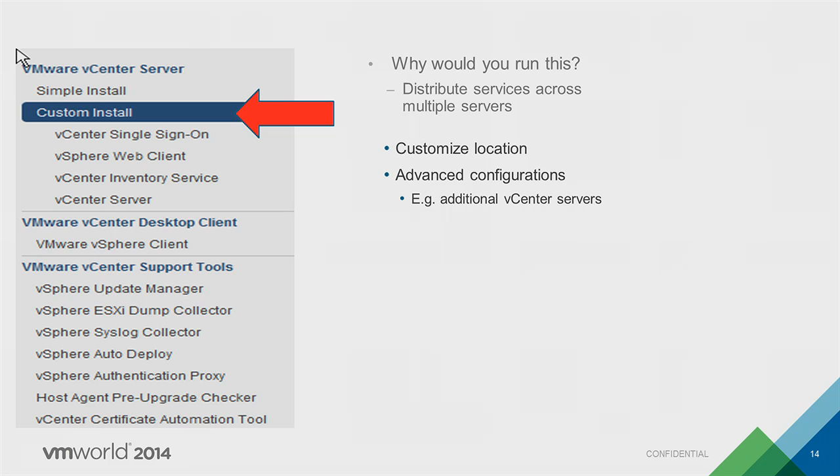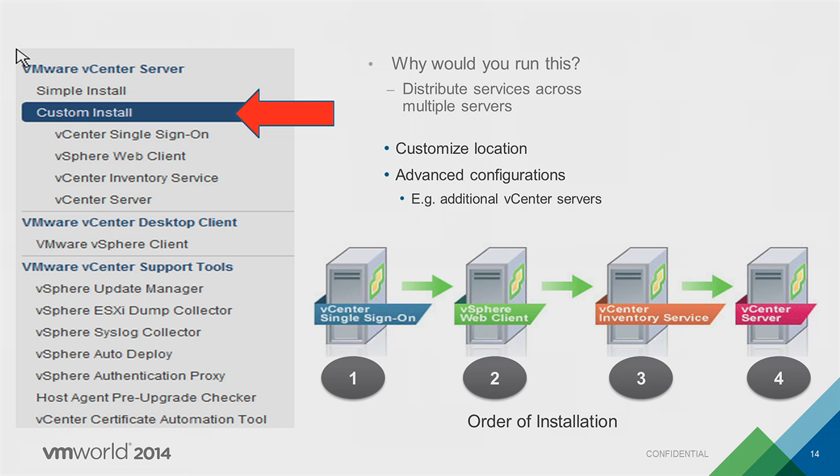And then if you are going to do, say, a network load balance configuration of SSO, or extend the SSO security domain, the vSphere.local, across multiple instances because you want to use linked mode or have a single point of administration, you would use the custom installer. The thing with a custom installer, you are tied to a specific order. So you're always going to do SSO first, then you're going to do the web client, IS, and VC.